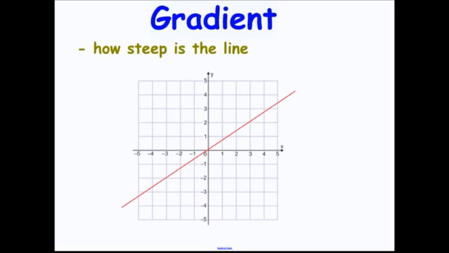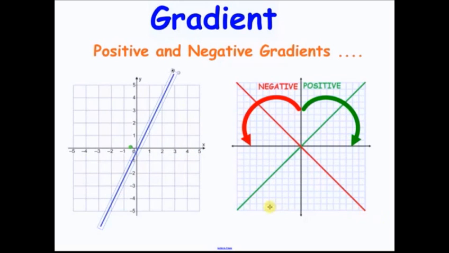Okay, let's look at the gradients. How steep is our line? First of all, before we go on how to calculate the gradients, we need to know that gradients can be positive or negative. And this is quite straightforward. So once you get this straight in your head, you'll never get the sign wrong for a gradient. If our line is to the right of 12 o'clock, round to 3 o'clock, it is a positive gradient. So anywhere between 12 o'clock and 3 o'clock is a positive gradient.